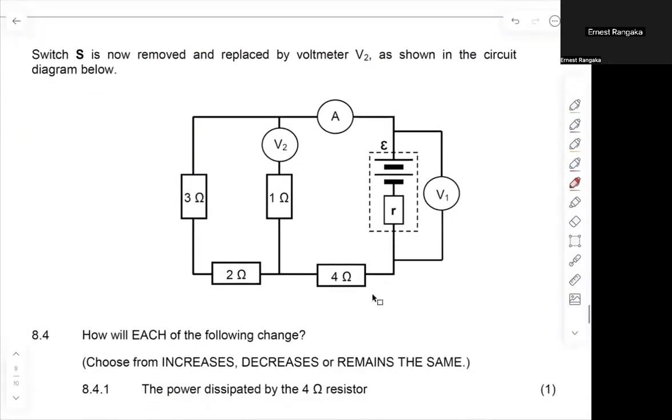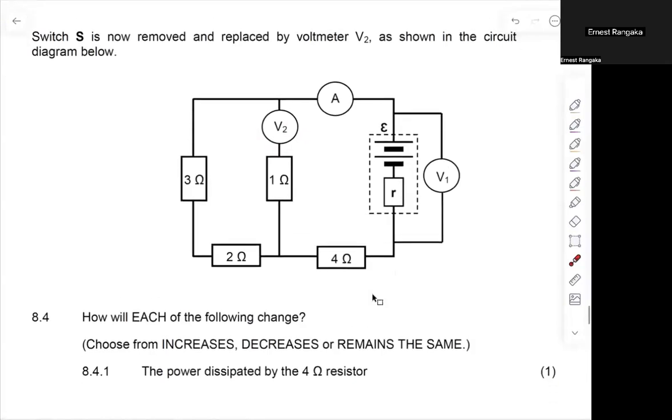Then they say switch S is now removed and replaced by voltmeter V2. So remember before, we used to have a switch over here. The switch is removed and replaced by a voltmeter, as shown in the circuit diagram below. How will each of the following change? Choose from increase, decrease, or remains the same. Then it says the power dissipated by the 4 ohm resistor. Before we go there, I'm going to take a quick second to show how that now affects the circuit.